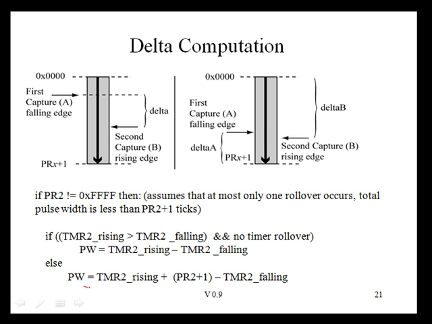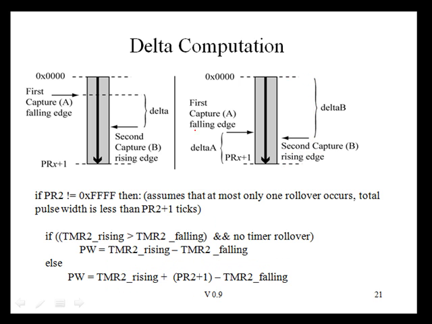If timer rollover occurs, then we have to use this equation right here, which is going to be split into two parts. The first part is going to be the time from the first falling edge until the timer rollover. This delta here is going to be PR2 plus 1 minus the timer 2 falling edge. So that's this portion right here. The second portion of this equation is simply going to be this delta time from 0, at which point the timer was reset back to 0 during rollover, to the second capture, which occurred on the rising edge, which is the B. That's this portion here. So this equation will give the pulse width in timer ticks.